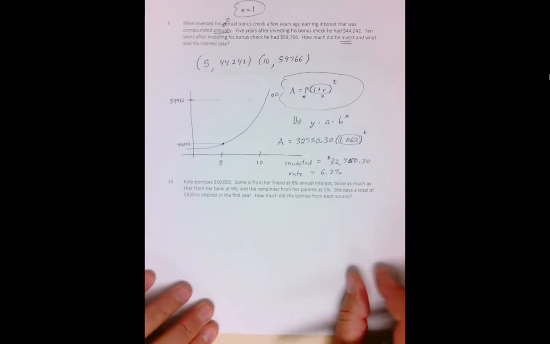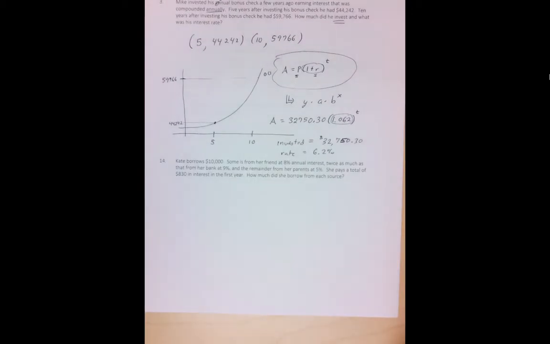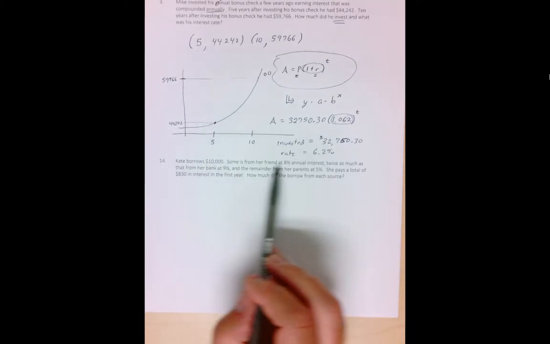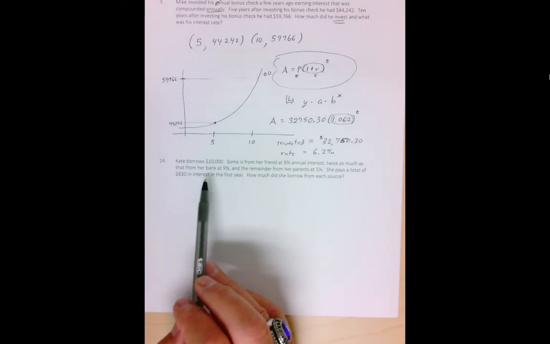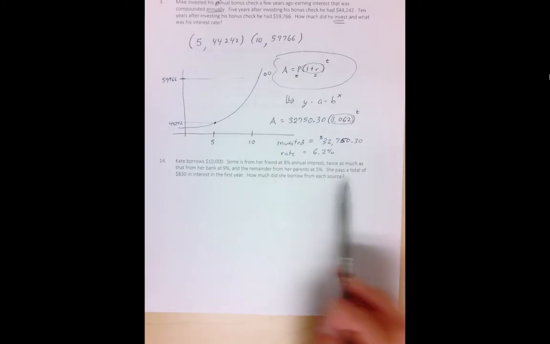That's a little bit more challenging. Number 14, Kate borrows $10,000. Some is from her friend, twice as much as that at the bank, the remainder from her parents. She pays a total of $830. How much did she borrow from each source?